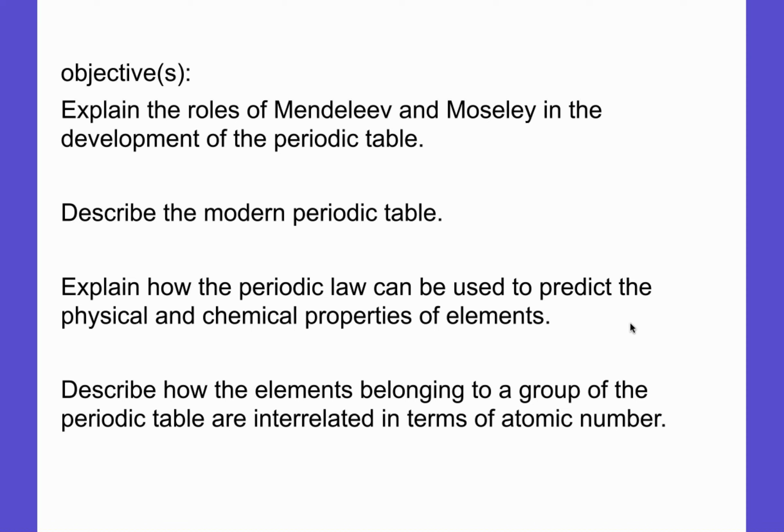elements in a group, right, are interrelated in terms of atomic number. There's this pattern, this periodicity that ultimately comes down to electron configuration from last chapter. So a lot of things are going to be tied together a little bit. And so a lot of it's review. It shouldn't be a big deal to pick up on this stuff.